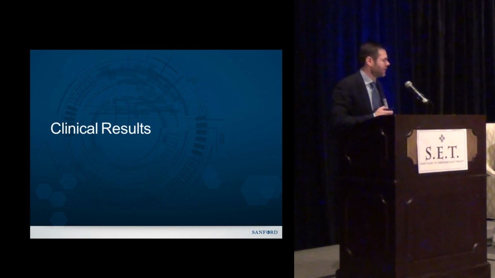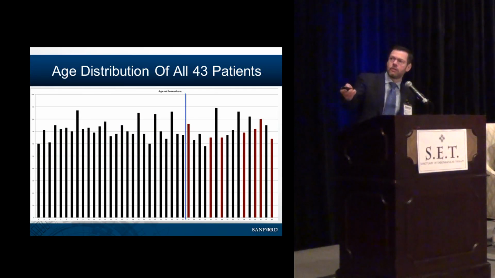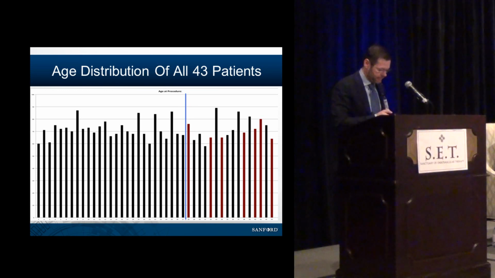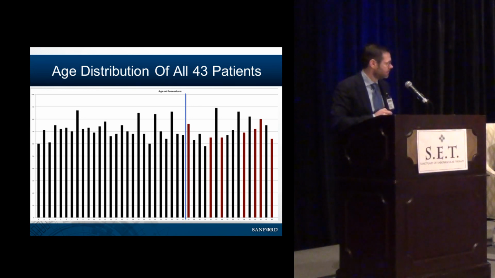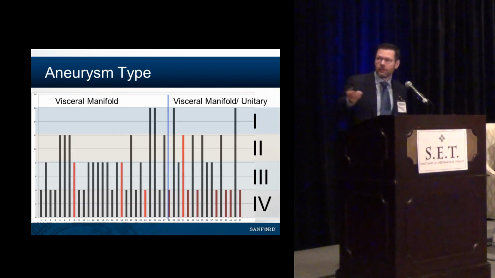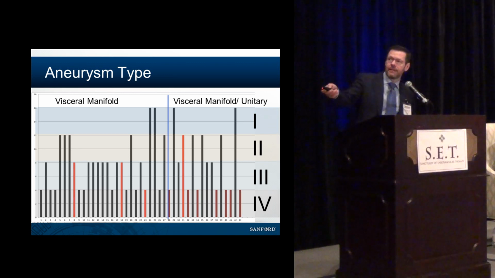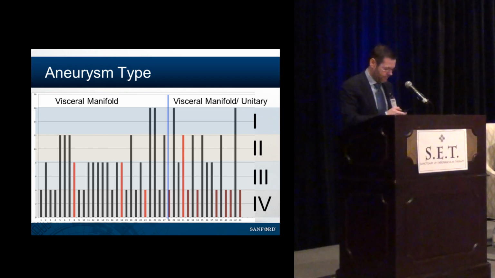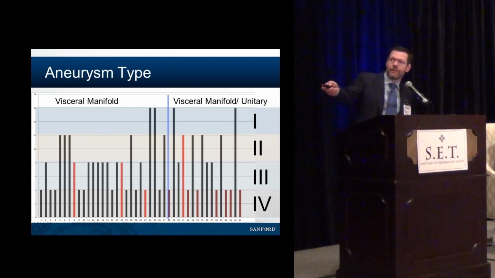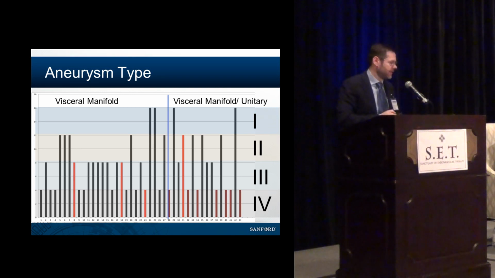So clinical results, it all looks good in cartoons and stuff, but what about the results? So this is a distribution of 43 patients that we've treated, and this blue line here represents the point where we actually introduced our unitary graft for treatment of the type 4 thoracoabdominals. And so these darker red lines are the unitary patients. And this is a distribution of the type of aneurysms between type 1s, 2s, 3s, and 4s that we've treated. And again, that line represents the point where we could actually offer the unitary graft for the type 4s as well.